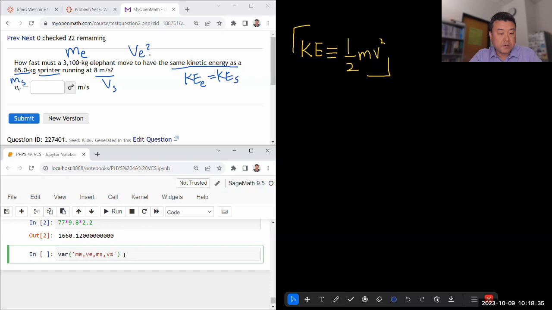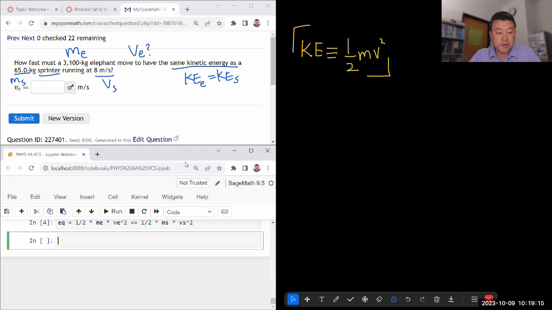Okay. So the equation I need is a statement. The kinetic energy of the elephant is the same as the kinetic energy of the sprinter. Kinetic energy of the elephant in algebraic terms is 1 half mass times the speed squared. And I say that's equal to, the two equals signs together mean the left hand side is equal to the right hand side, the single equals being an assignment symbol. So 1 half times mass of the sprinter times the speed of the sprinter squared. And this is an equation. I'm going to assign that into a variable equation.